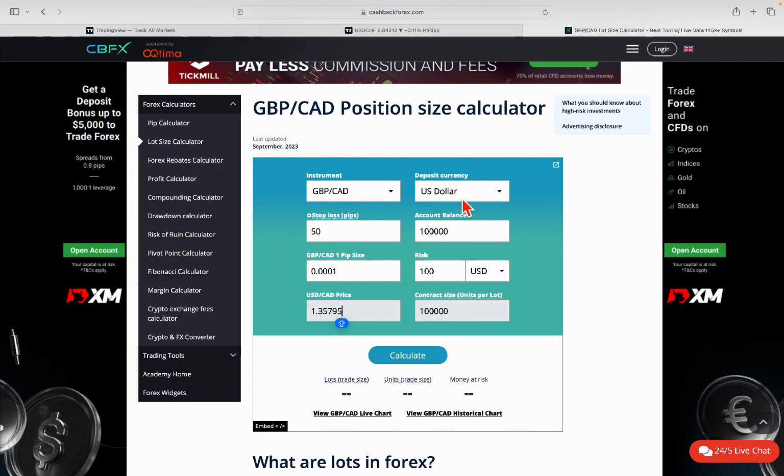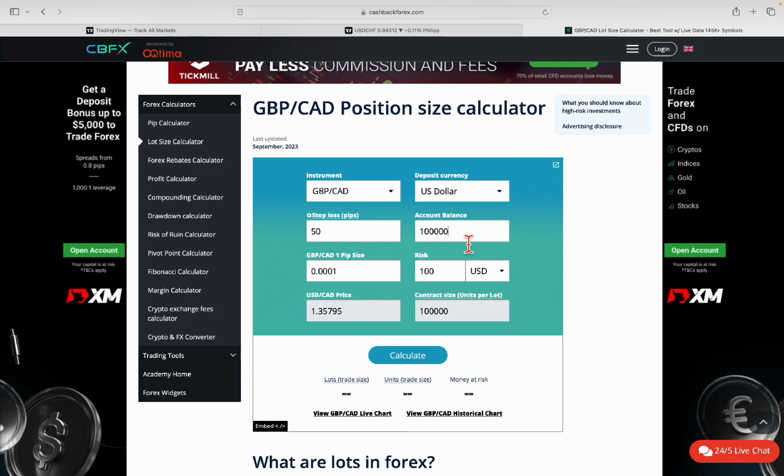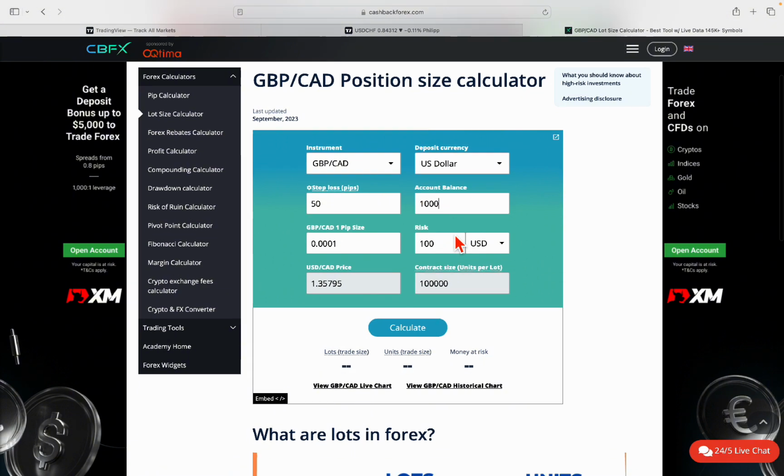Okay, so here too is the money you are trading. You can change it to any currency you have registered your account in, and here is the balance. So let's say we have our balance to be $1,000. That's your account balance, the money you have in your account.